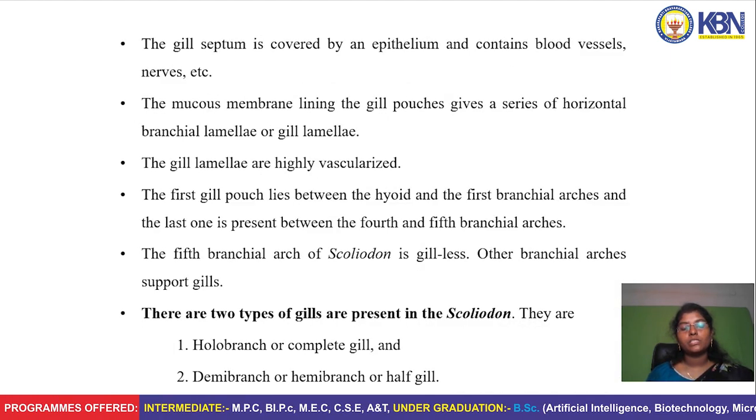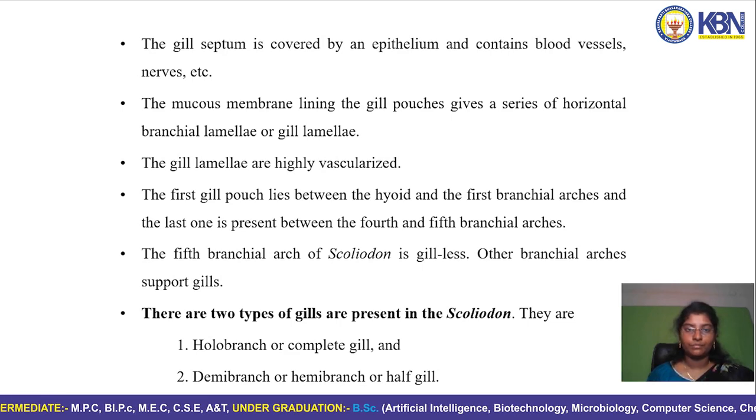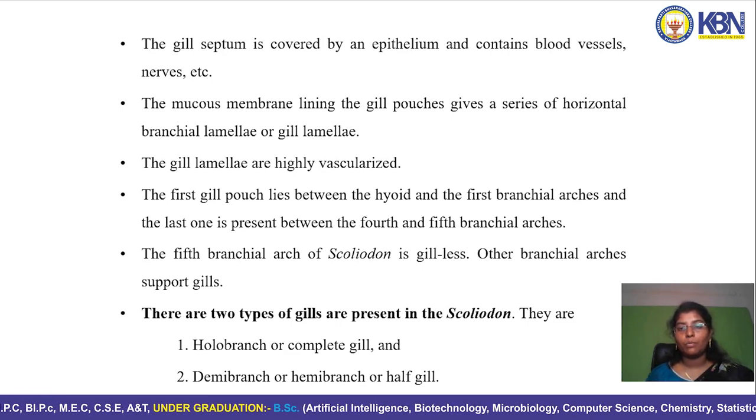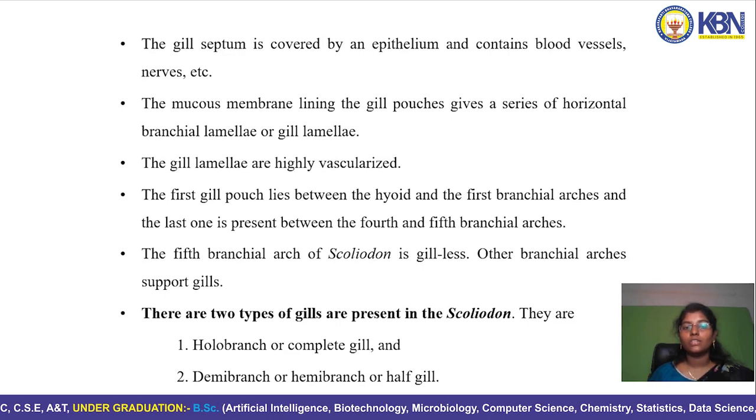The gill septum is covered by an epithelium and contains blood vessels, nerves, etc. The mucous membrane lining the gill pouches gives a series of horizontal branchial lamellae or gill lamellae. The gill lamellae are highly vascularized. The first gill pouch lies between the hyoid and the first branchial arches, and the last one is present between the fourth and fifth branchial arches. The fifth branchial arch of scoliodon is gill-less. Other branchial arches support gills.